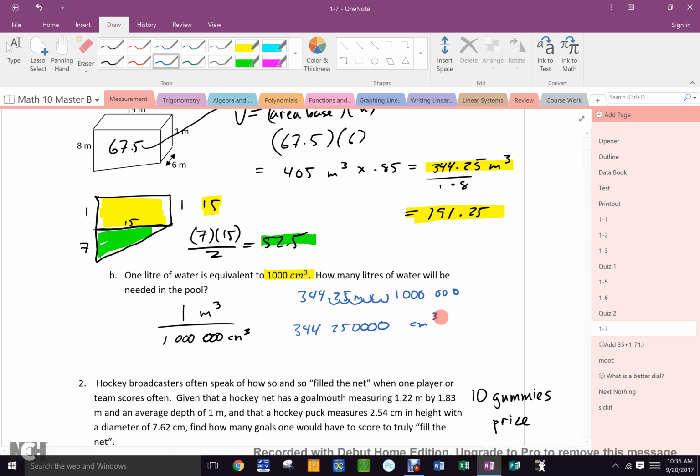1 liter is 1,000. So what do I do with that? Divide by 1,000. Dividing by 1,000 gets rid of how many zeros? 3. Gone. So I need 344,250 liters. Once again, was any of the math difficult? It's all conversions, right?